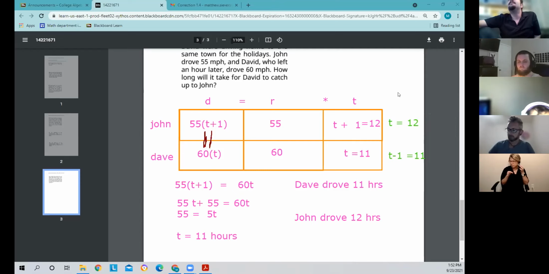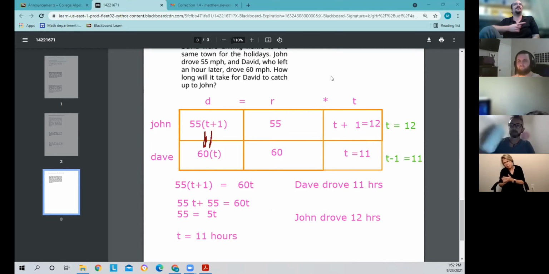Didn't they drive? Oh, but they drove at a different pace. Okay, yeah, so he's driving a little bit faster and leaves later. I think if you flipped them and didn't do them right, you end up getting negatives and things that don't make sense. So finding out which one is T and which one's T plus one is the thing that makes me pause and take a second and think, this guy was on the road an hour more.